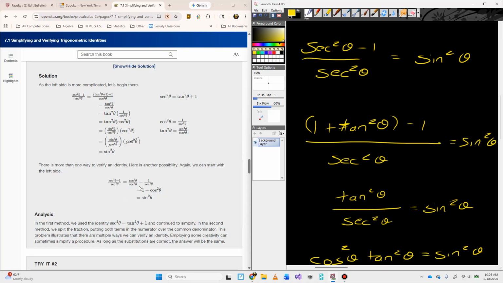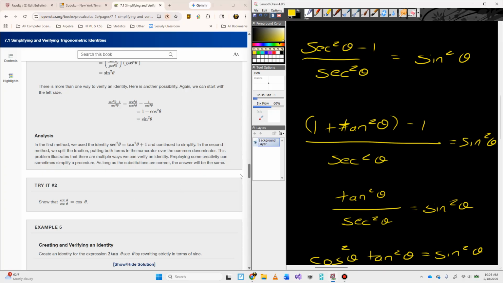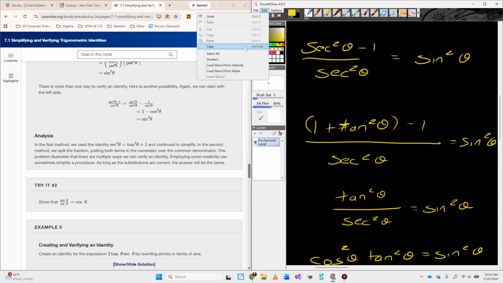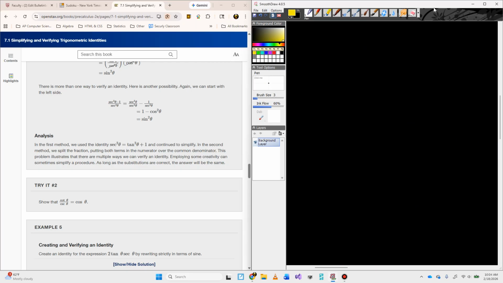So let's try another one, and let's just see how difficult this actually can be, or how easy it can be. I want to prove to you that you do really know what you're looking at, but you just need the practice of seeing these identities in your head and being able to think ahead. So let's look at cotangent theta divided by cosecant theta, and that's going to be equal to cosine theta.